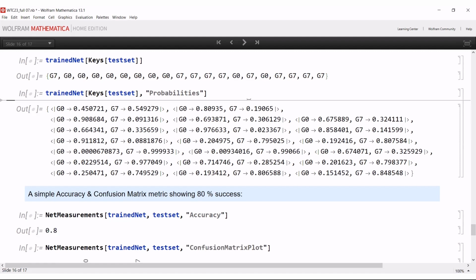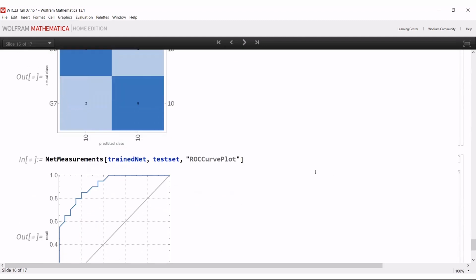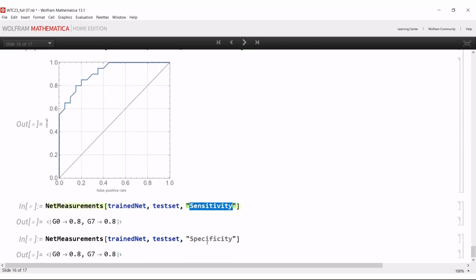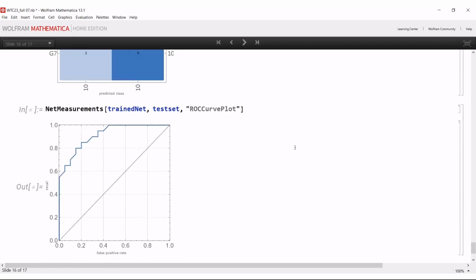What's of interest, I'll just point your attention to the fact that you can get the actual probabilities that the network has used to assign these. So the default probability threshold is 50%. We'll come back to that in just a moment. Also quite useful, we see the confusion matrix plot, which shows the true positives, false positives, true negatives, false negatives. You can also directly ask for sensitivity and specificity, but you can also obviously get that from the confusion matrix.